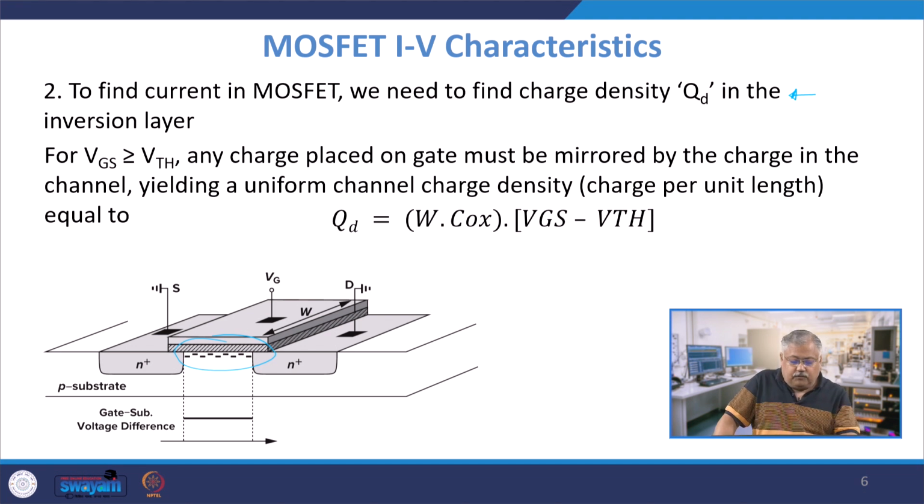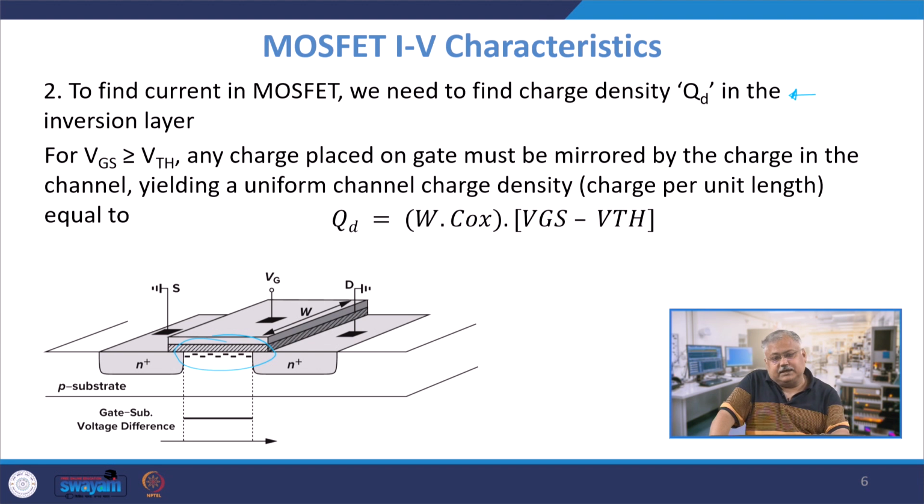Now, as I told you, for VGS greater than threshold voltage, any charge placed on the gate must be mirrored by the charge in the channel, because electrical neutrality can never be violated. Why? Technically, what you are doing is applying a gate voltage. Since the gate has an oxide layer, there is no probability of a current flowing through the gate, but nonetheless there will be an electric field which will modulate the charge. But you cannot add or remove any charge from this whole system.